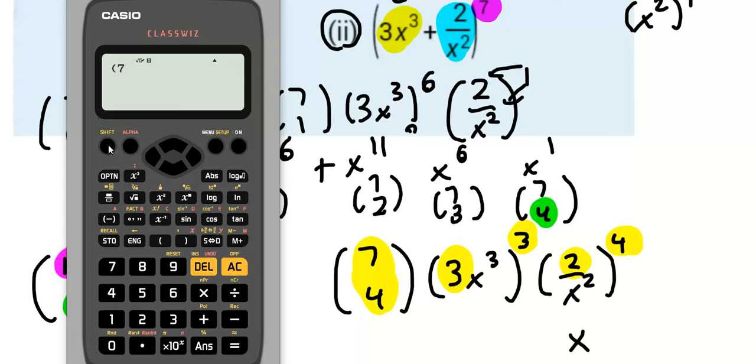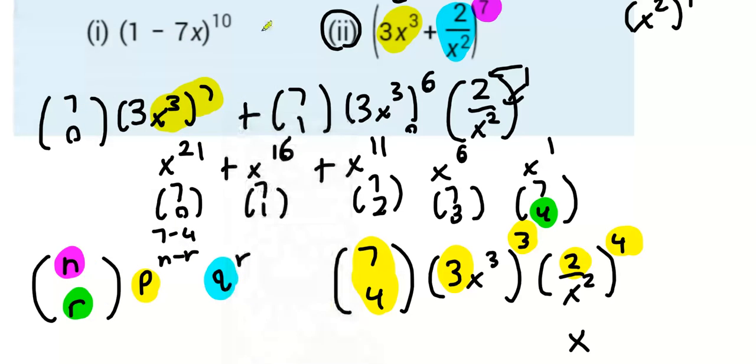7 choose 4. And then we're going to go 3 to the power 3. And this is what you enter in the calculator. And then 2 to the power 4. And long story short, you should get 15,120. Anybody get that last night? Not enough of you, unfortunately. So maybe have a look at this later on tonight and give it a look.